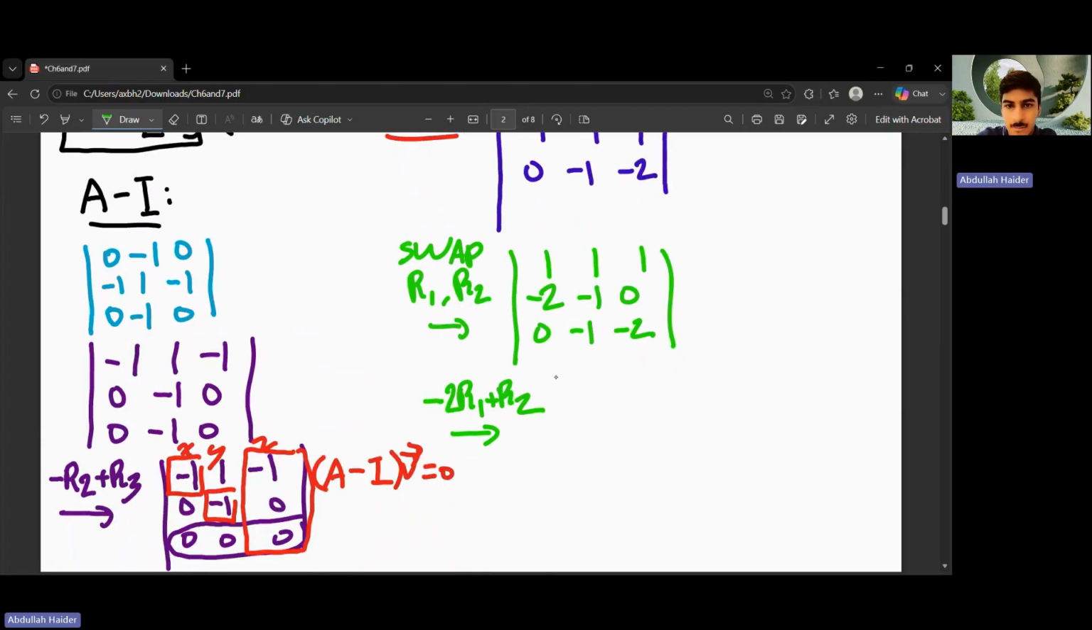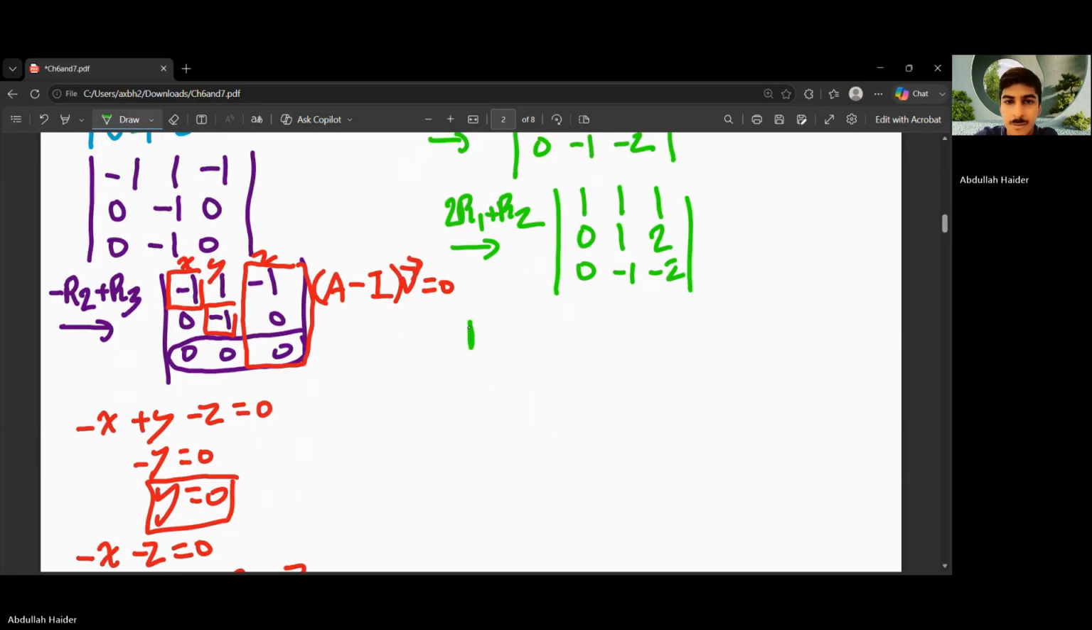I will get 1, 1, 1. This should be multiplied by +2. I'm going crazy, to be honest. If I multiply the first row by 2, I'll get a 0 here. So this is 2R1 plus R2. So 0, 1, 2, 0, -1, -2. Now I can simply add row 2 to row 3. I will be left with 1, 1, 1, 0, 1, 2, 0, 0, 0.